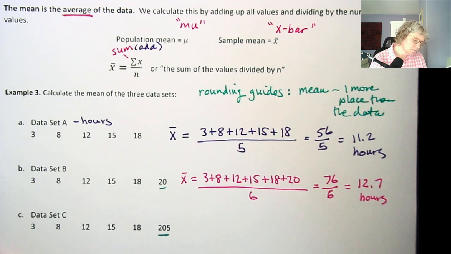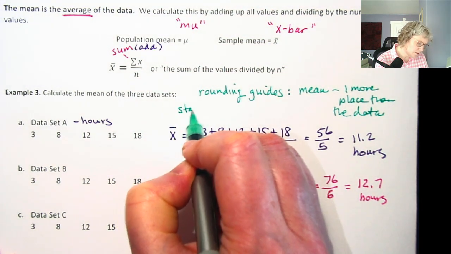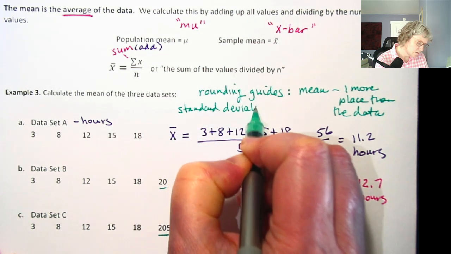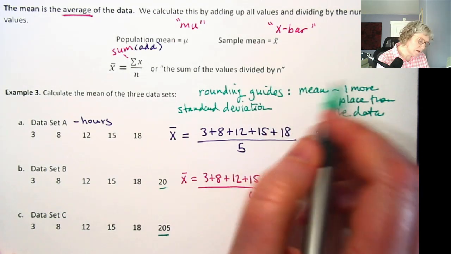Okay, and I'm kind of running out of room here, but I'm going to give you a preview for the standard deviation. We're going to go one more than that. So we're going to go 2 more places than the data.